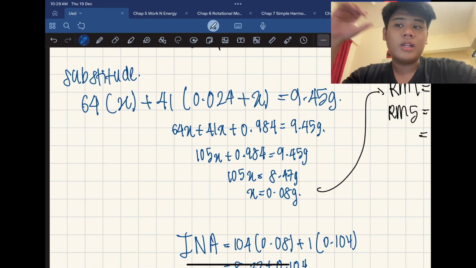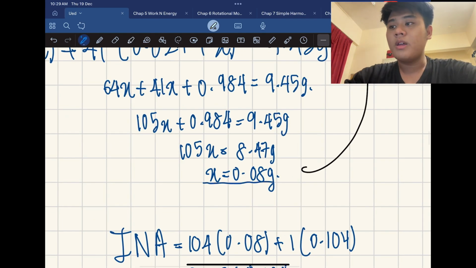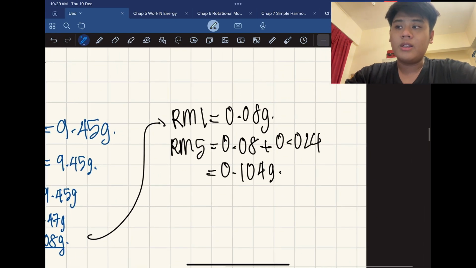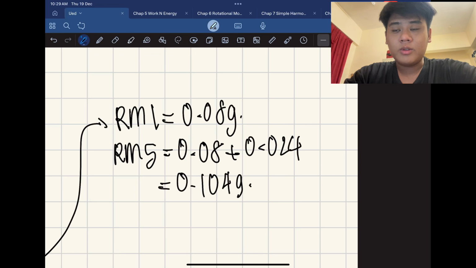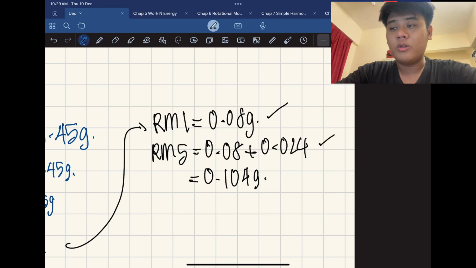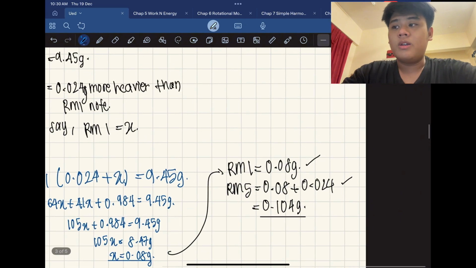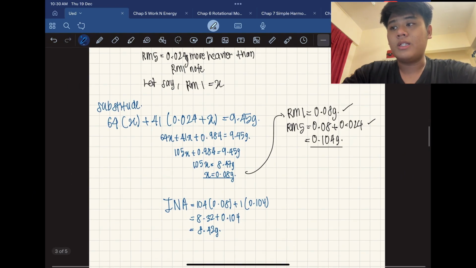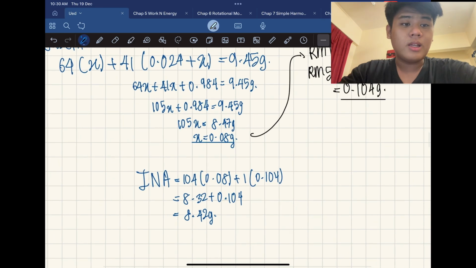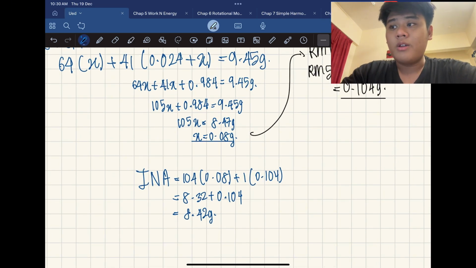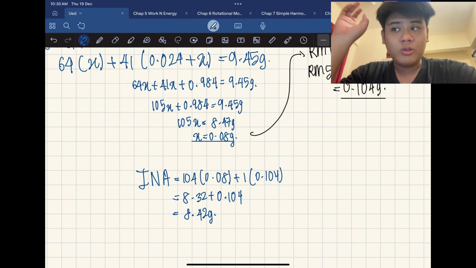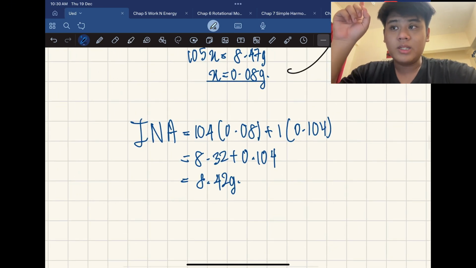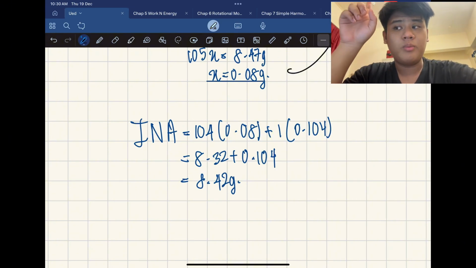The answer we get is that X is 0.08 gram. So for 1 ringgit, X is 0.08 gram. For the 5 ringgit, we add 0.08 grams plus 0.024, so the total of the 5 ringgit note is 0.104 gram. For Ina, we can substitute these into Ina's total mass: 104 times 0.08 plus 1 times 0.104. It equals 8.42 grams.